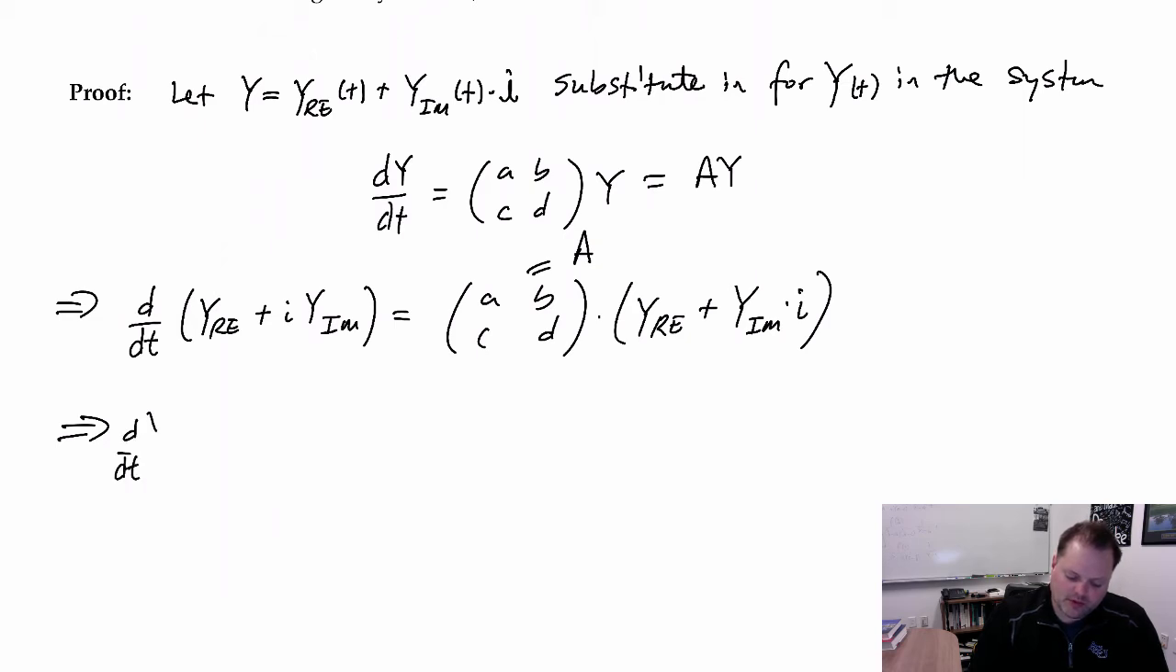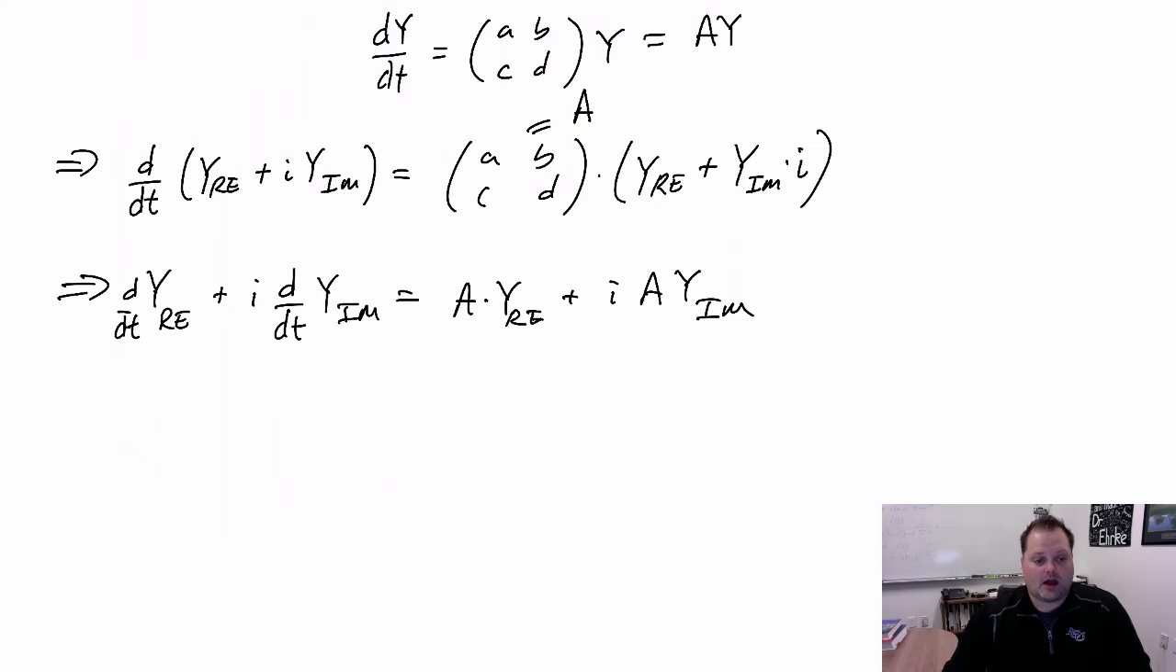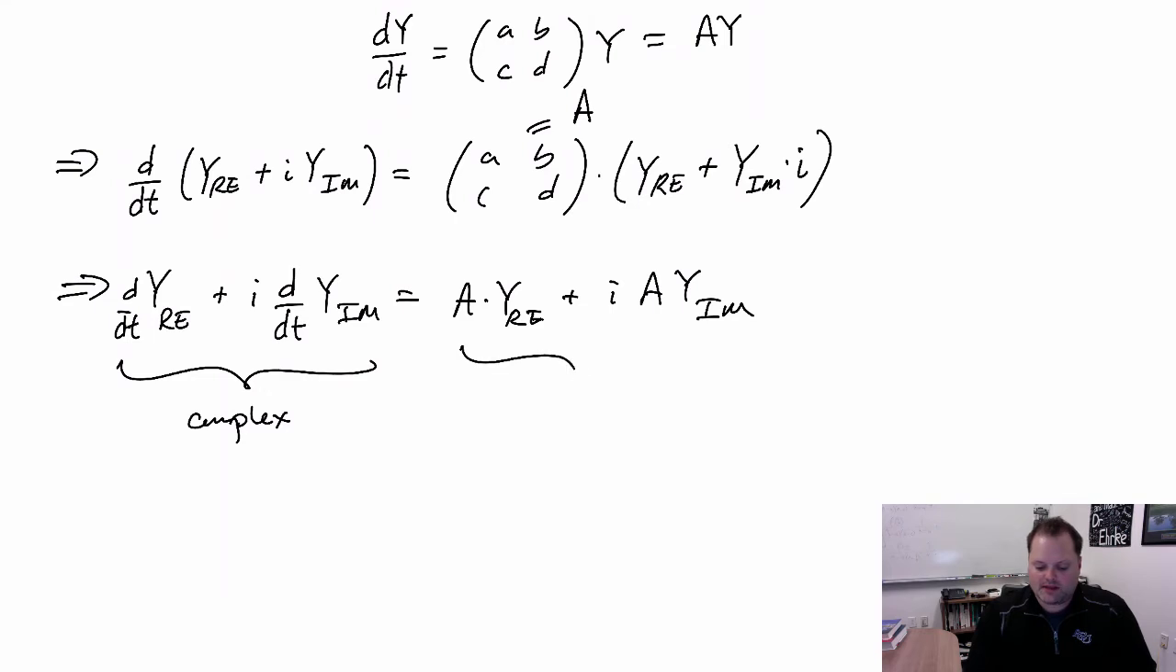So the derivative of y, the derivative distributes. And on the right-hand side, A gets multiplied by each of these. So this is A times the real part plus A times the imaginary part. And here's what I want you to look at. On the left-hand side, you've got a complex function. On the right-hand side, you have a complex function. The only way that these two functions are equal to each other is if their real parts and their imaginary parts are equal.